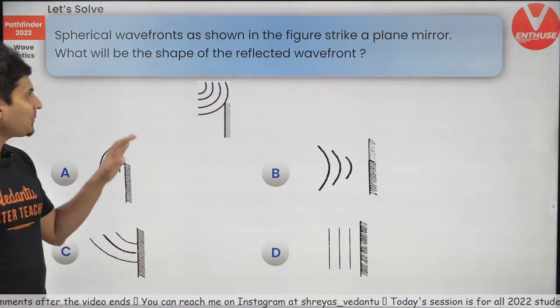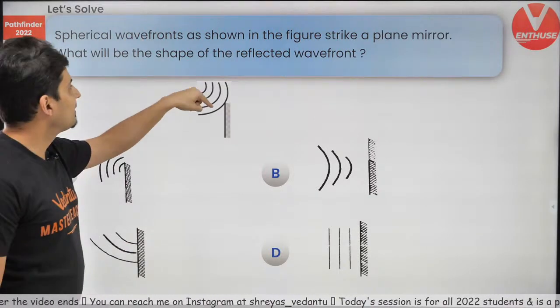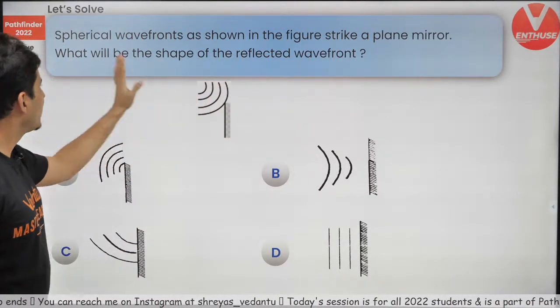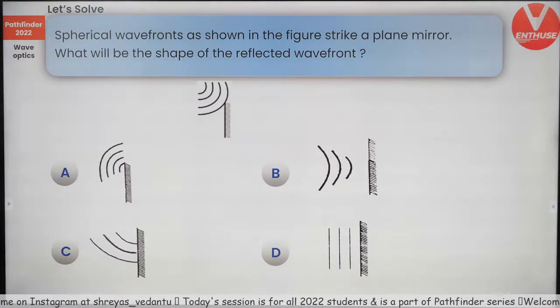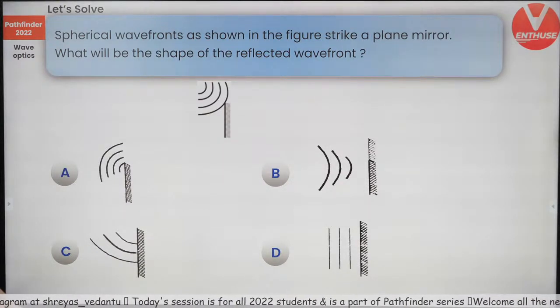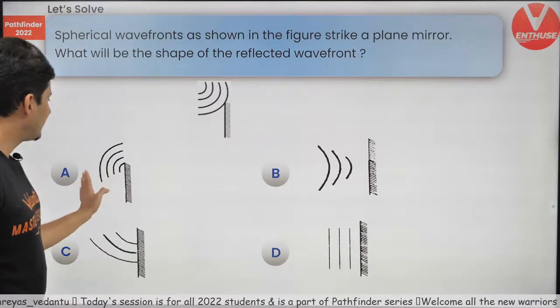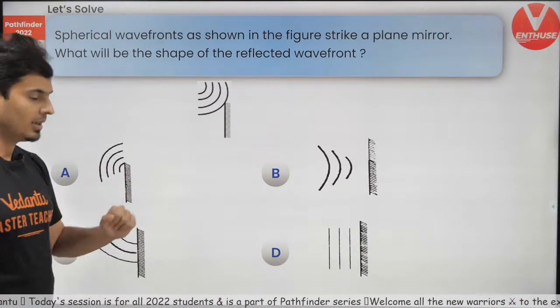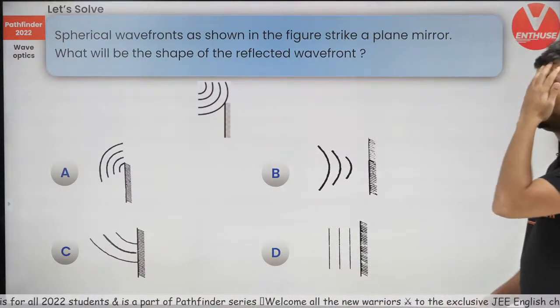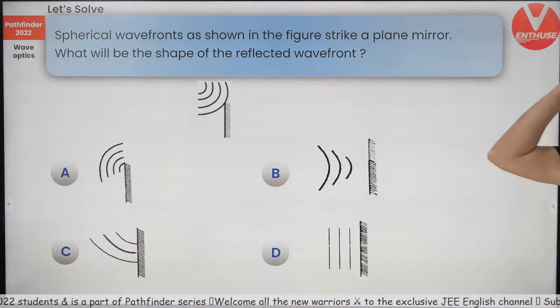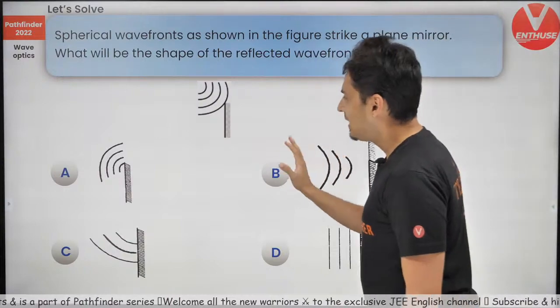Squid Games. So if a spherical wavefront hits the plane mirror, then what will be the shape of the reflected wavefront after some time? Think about it. How will the reflected wavefront look like? Is it going to be this one, B, C, or D? Figure this out. Come on, my warriors. What do you think the answer should be? Is it going to be A? Is it going to be B?